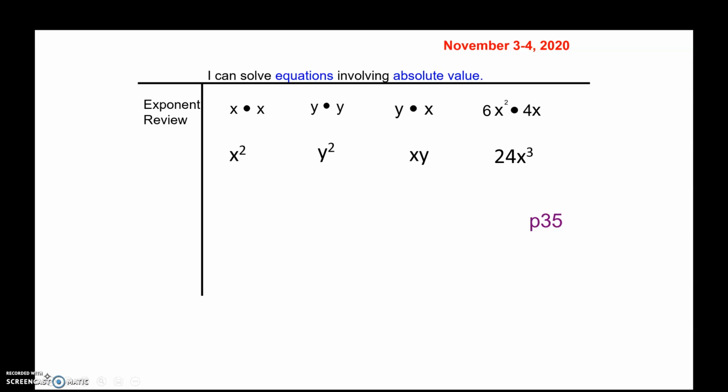All right, just a real quick review of our exponents. Whenever you multiply, you add the exponents together. So x times x is x squared. Y times y is y squared. X times y, they're different, so you just stick those letters next to each other when they're different. And then over here, you do the numbers. 6 times 4 is 24, and the x squared and x is an x cubed. Just a good review.